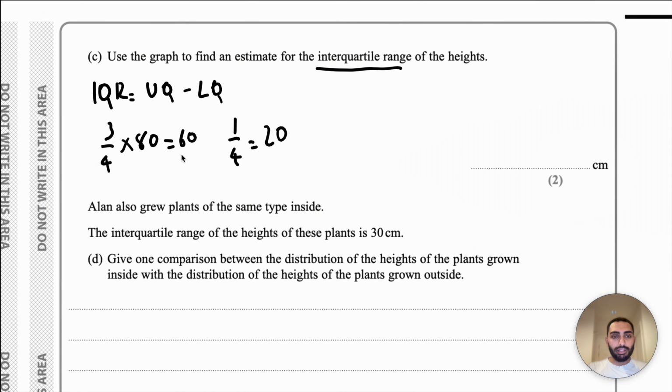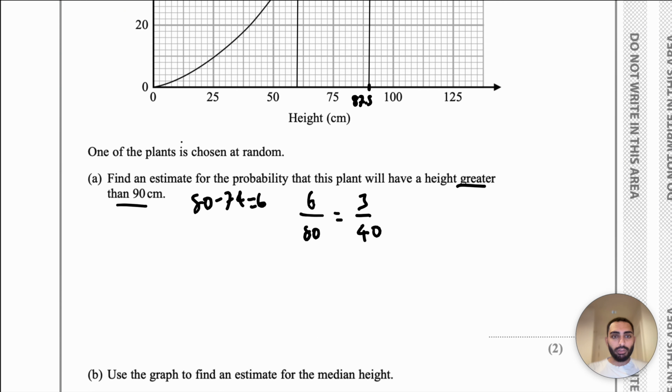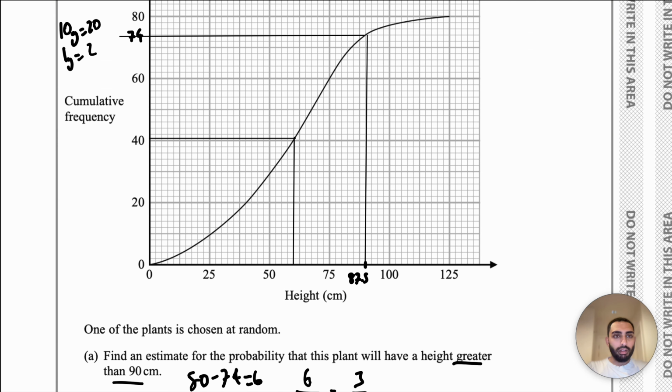So we need to find my 60th value and my 20th value, and then we'll take them away from each other. So we'll read both of those on the graph. Drawing a line from 60, and that's down to 75. So that's telling me my upper quartile is 75, and my lower quartile I need to read off at 20.